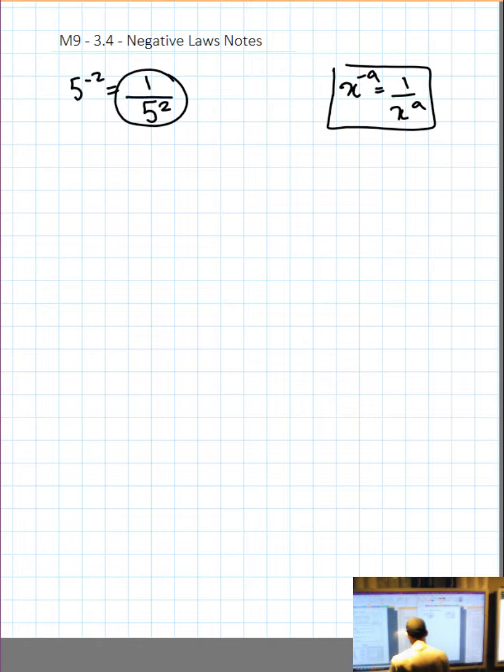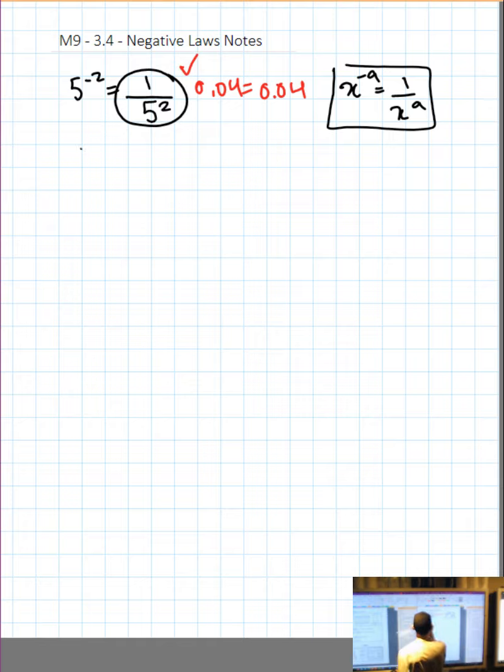Obviously, check your answer. On the calculator, 5 to the negative 2 is equal to 0.04. And 1 divided by 5 squared is 1 divided by 25, which is also 0.04. Check mark. Not sometimes, every single question you ever do.